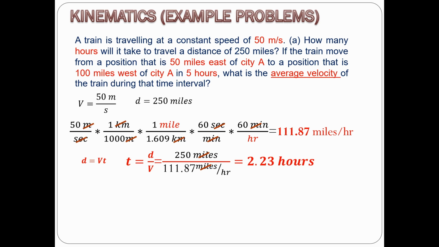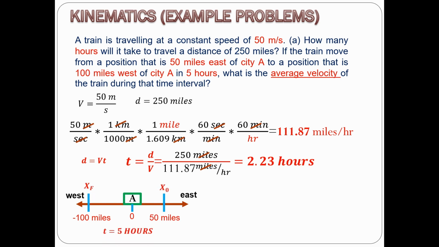To solve for question B, we need to draw an illustration. It says that the train moves from 50 miles east of city A to 100 miles west of city A. So we have the initial position and the final position, and t is equal to 5 hours. To solve for the average velocity, we can use this formula. So the average velocity is 30 miles per hour. So that's how we can calculate the average velocity.